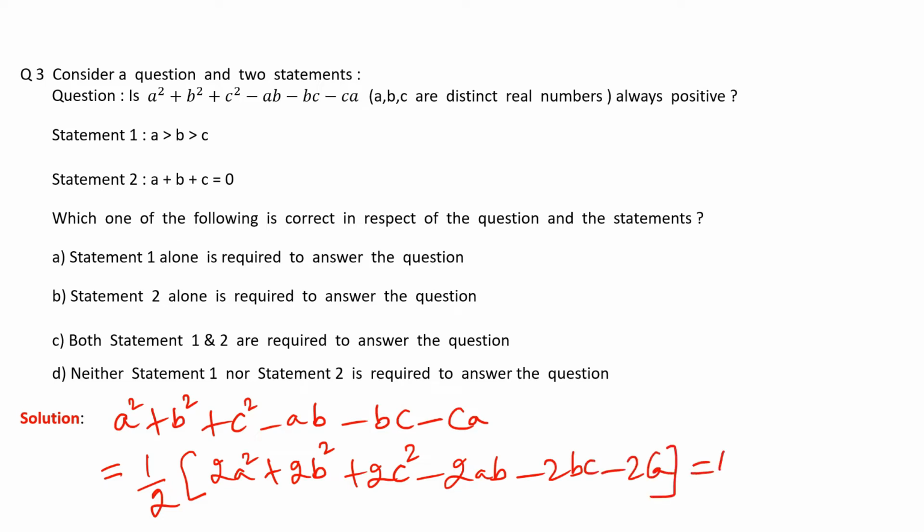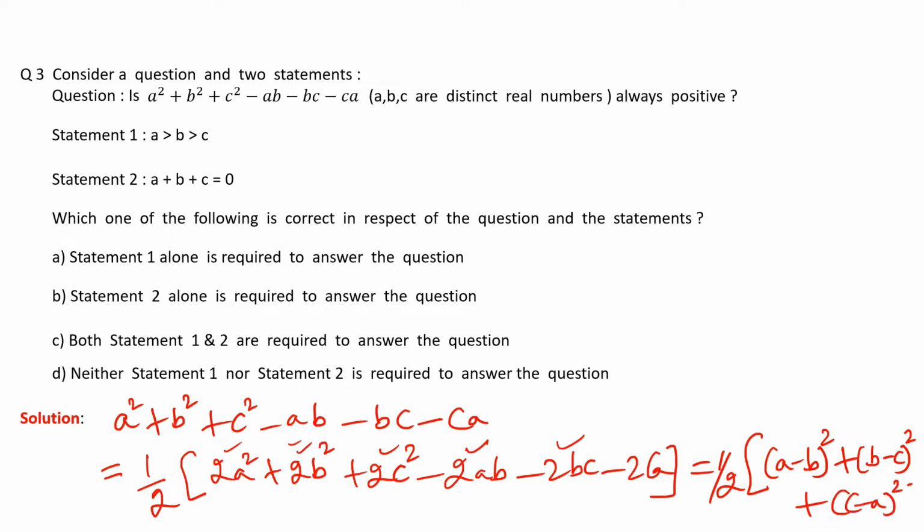Now this can further be written as 1 upon 2 into: if I take 1a square from here, 1b square from here and minus 2ab, it becomes (a minus b) whole square. Similarly, if we take the remaining b square from here, c square from here and minus 2bc, it becomes (b minus c) whole square. And the leftover term is just (c minus a) whole square. Right, students? Now clearly, it is half the sum of 3 perfect squares.